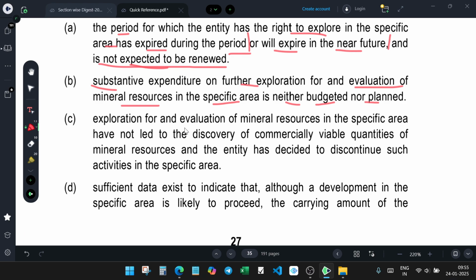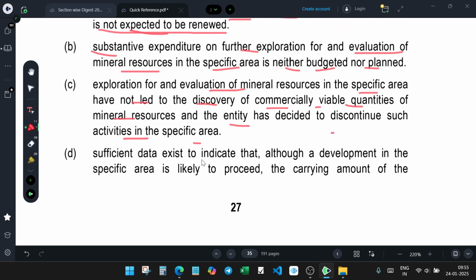The exploration for and evaluation of mineral resources in a specific area have not led to the discovery of commercially viable quantities of mineral resources, and the entity has decided to discontinue such activity in the specific area. Say you got a license for 10 areas, but out of that, in 7 areas you found a commercially viable quantity of minerals, while in the other three areas it's not commercially viable. Then the expense you have incurred in those three areas should be an impairment loss.